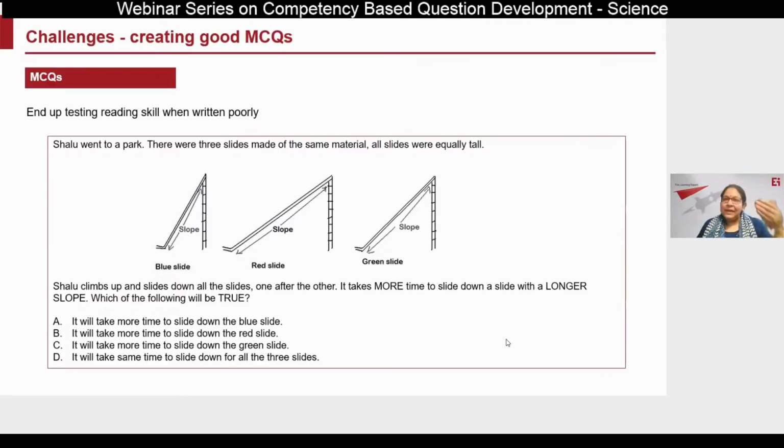So yes, when you make the question, all of us are likely to make these questions, but going back to questions, revisiting, and giving it to a fresh set of eyes is something important.